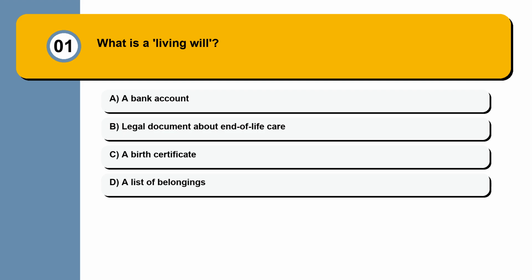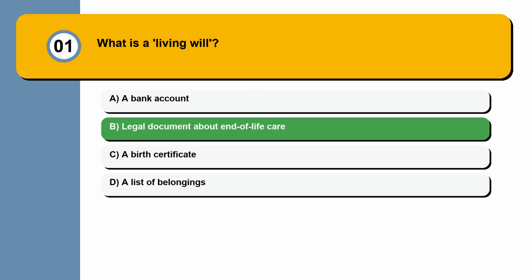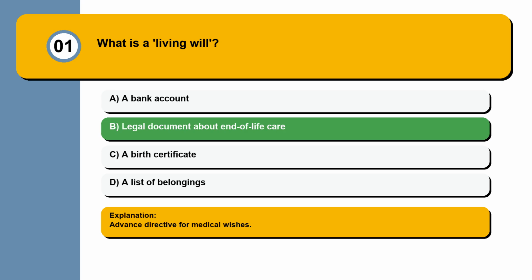Question 1. What is a living will? A bank account. Legal document about end-of-life care. A birth certificate. A list of belongings. Advance directive for medical wishes.